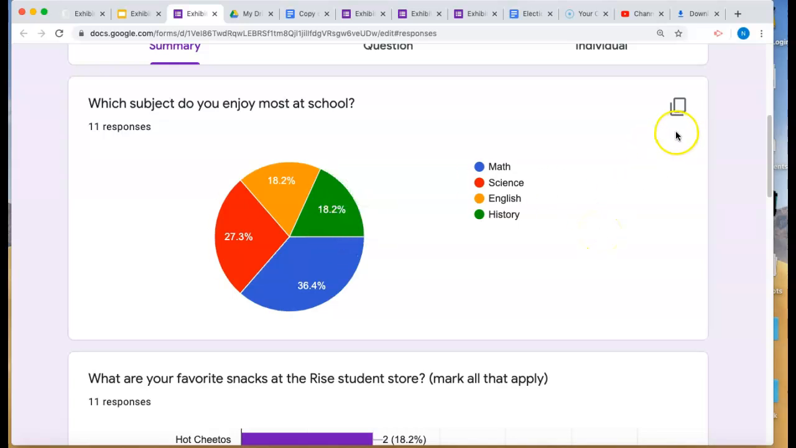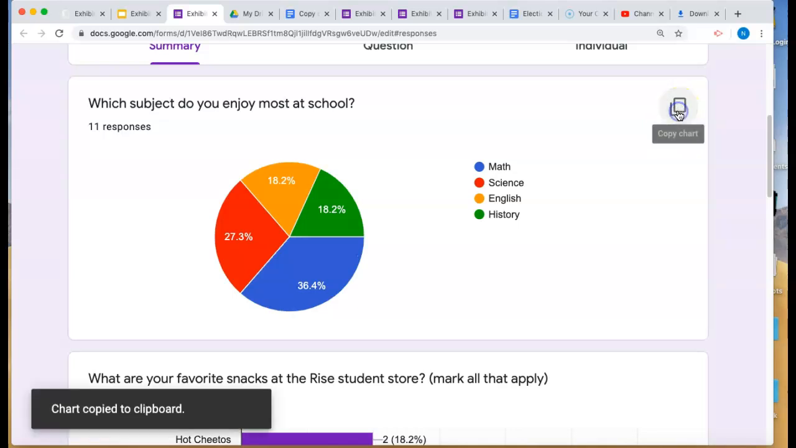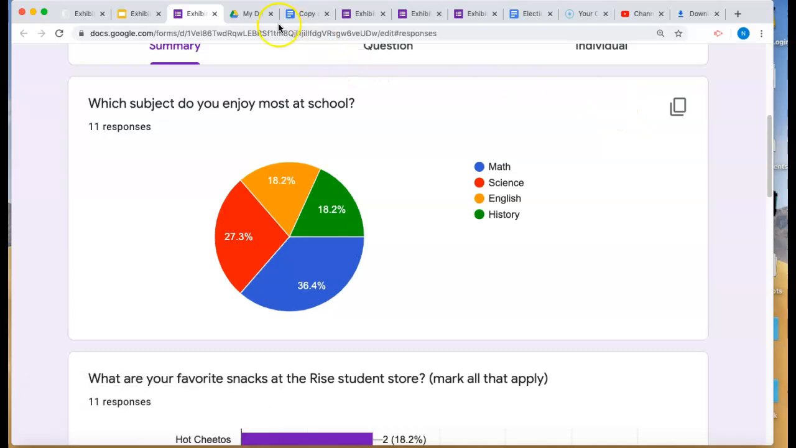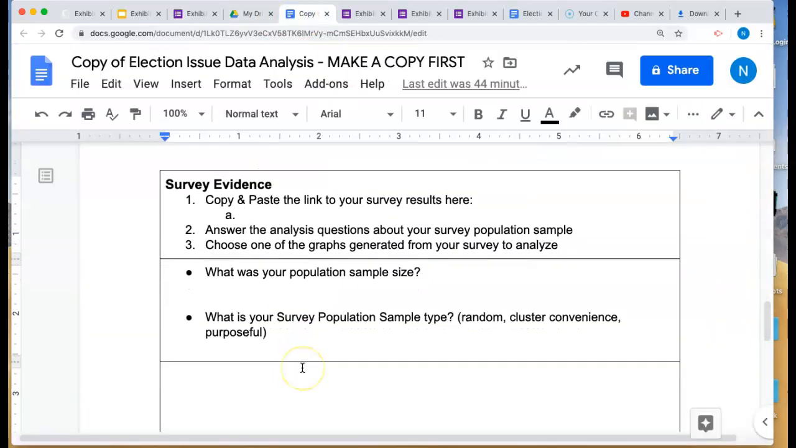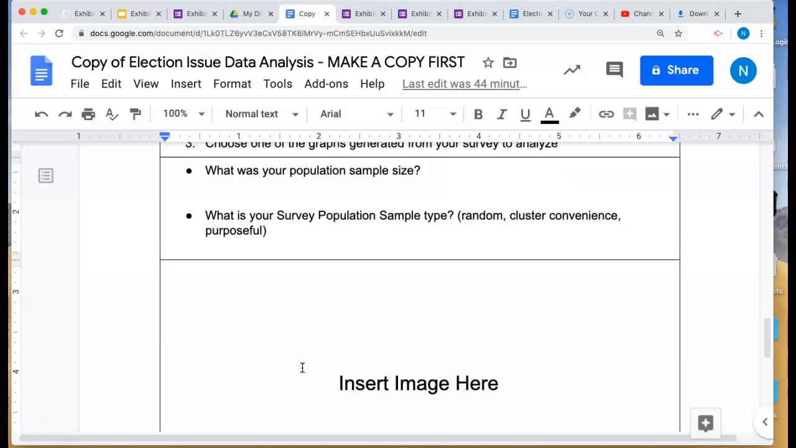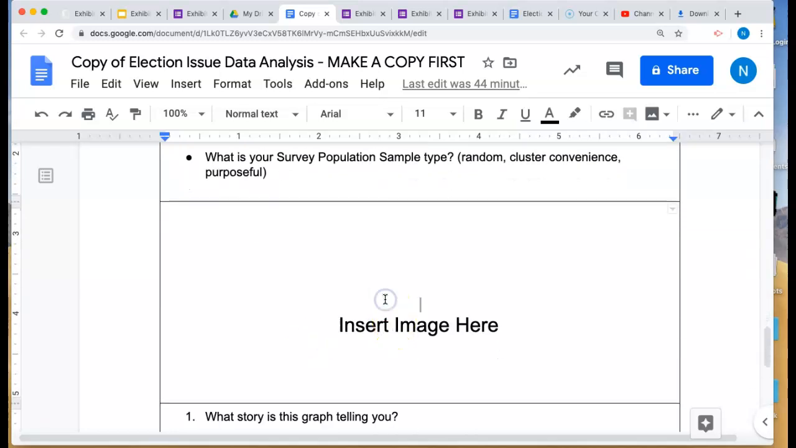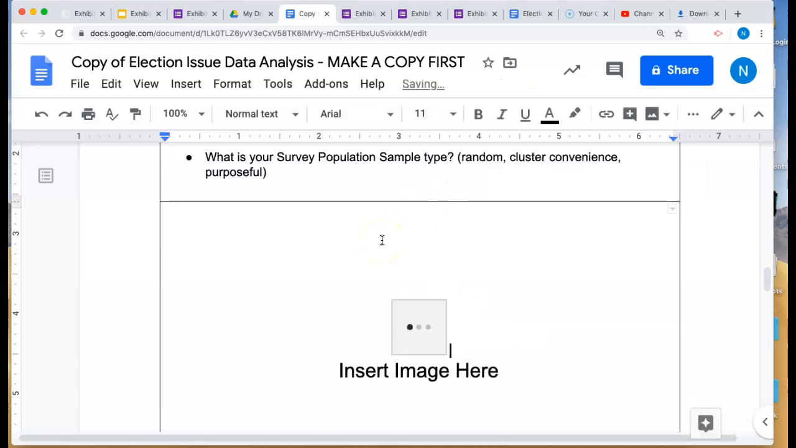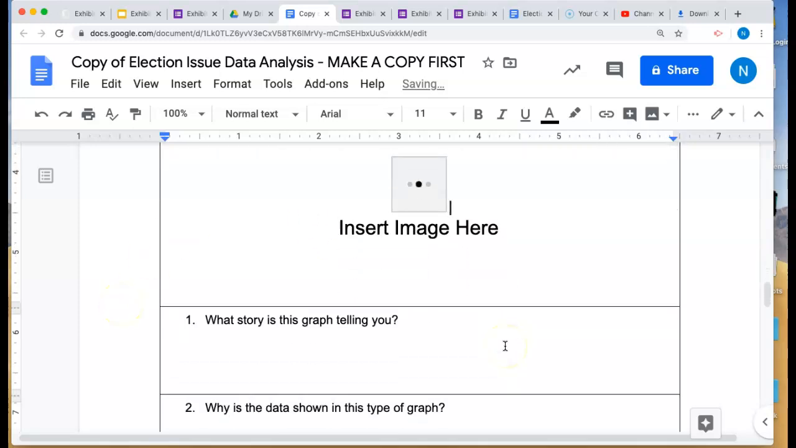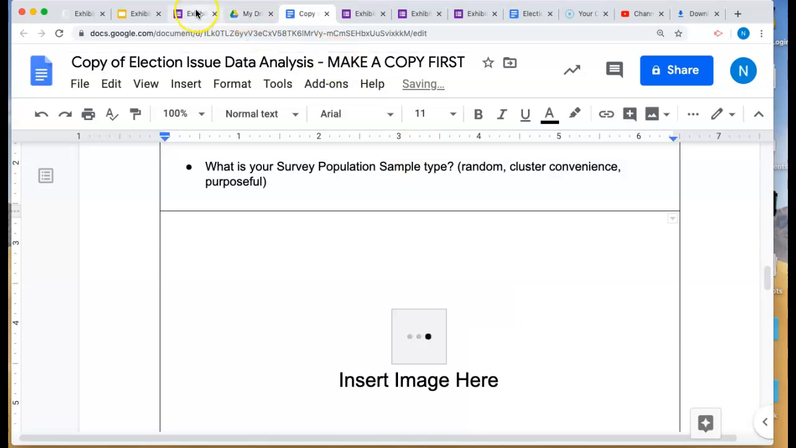Now you can copy this. If you hover over here in the corner, it says copy chart. You click it, it copies to your clipboard. So when you're on your survey evidence, if that's the chart you're going to use, you would go into the box where it says insert image here, and you would paste. And it's going to think for a second. Just give it a second, and it's pasting. We'll come back to that.